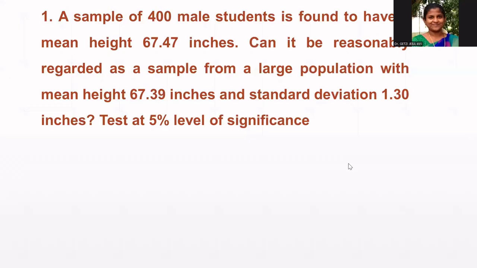Let's have a look at this problem. A sample of 400 male students is found to have a mean height of 67.47 inches. So it said that you are taking a sample. Let us write the given values first. The sample size is 400. Then the sample mean x bar is given by 67.47.